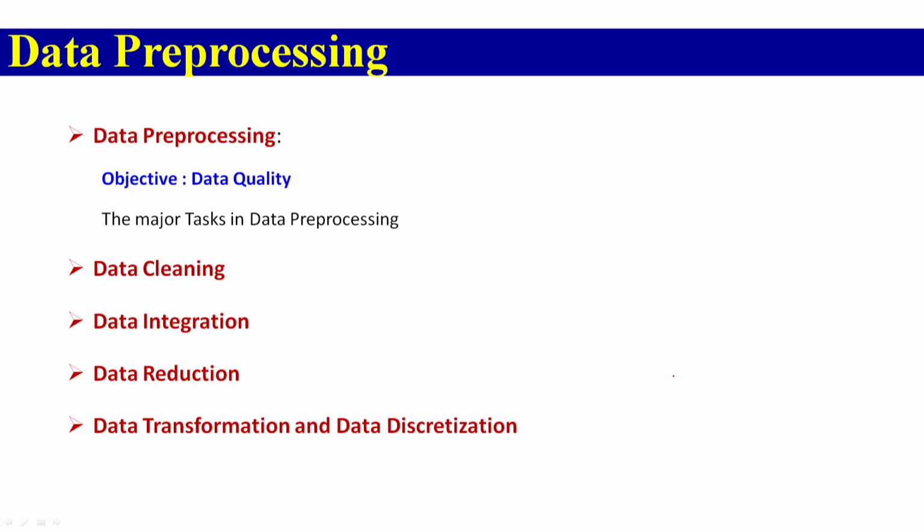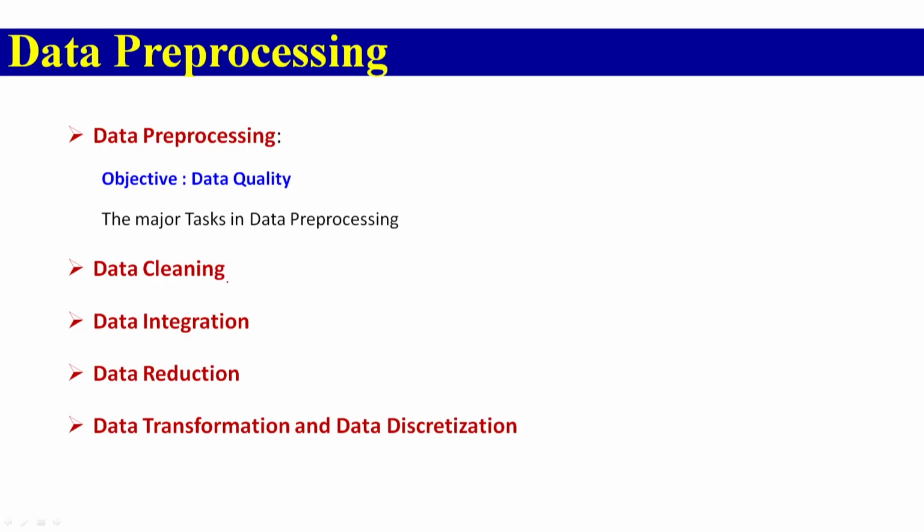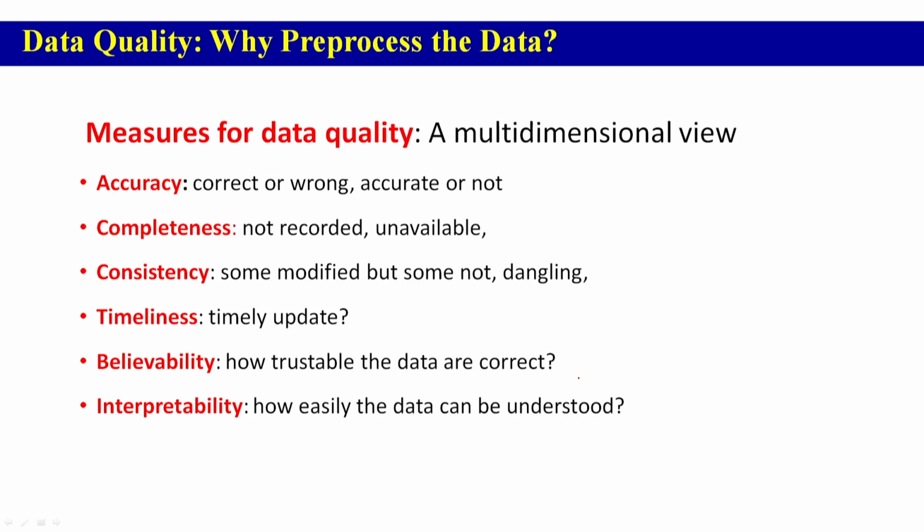So, what are the major tasks in data preprocessing? First, you have to clean the data; in many cases you have to integrate data, reduce data, and there are cases where you have to transform data or discretize data. Am I clear? There are many more, but these are the important major tasks we do: data cleaning, which is very important, data integration, data reduction, data transformation and data discretization. These are the important aspects of data preprocessing. Mind it, the objective is to improve the quality of data. How do you do it? Let us see that.